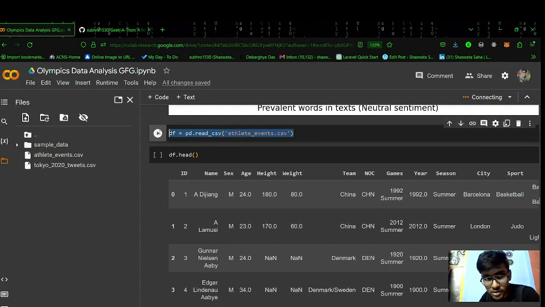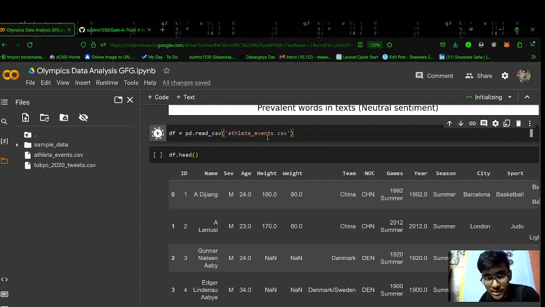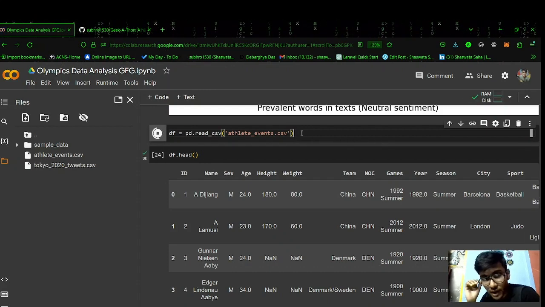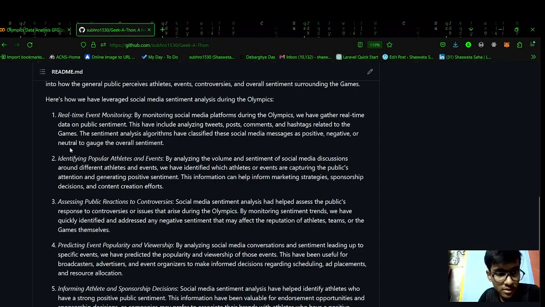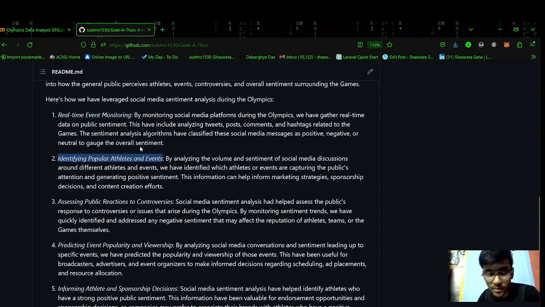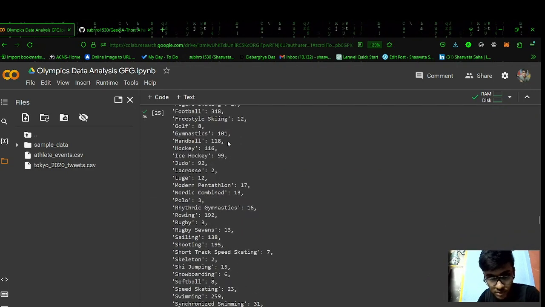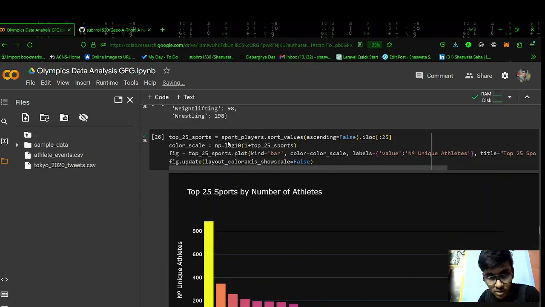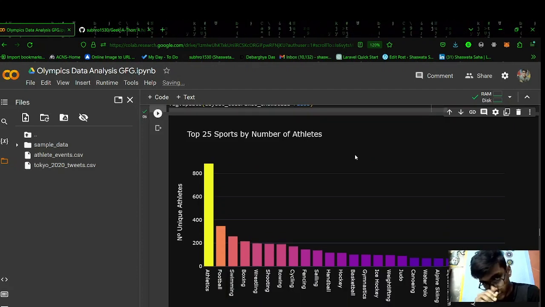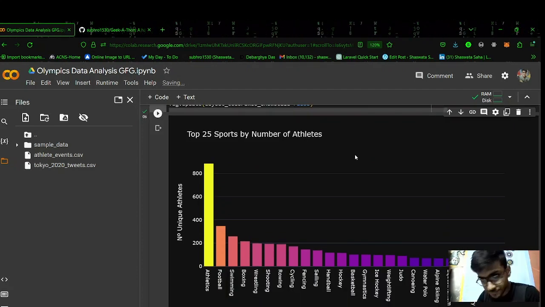Here, the first and the third part, that is the athlete events.csv file, contains our first and third ideas: the real-time event monitoring part and the identifying popular athletes and events part. Once we go through that, here we are identifying the top 25 sports by the number of athletes.